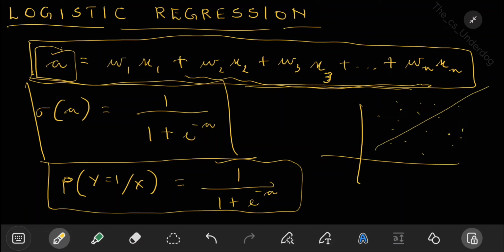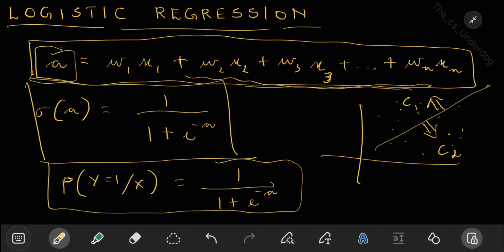There should be a decision boundary like this, which would say above this decision boundary it is class C1 and below this decision boundary it is class C2. So how do you identify the decision boundary in logistic regression? This is the first thing you want to know.